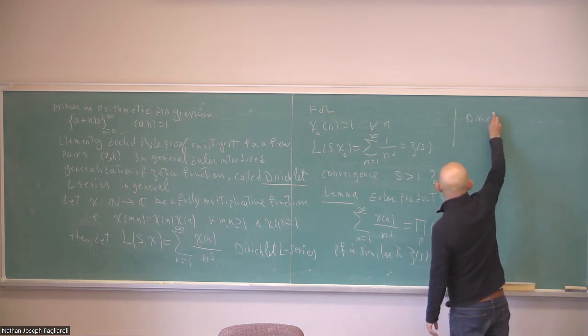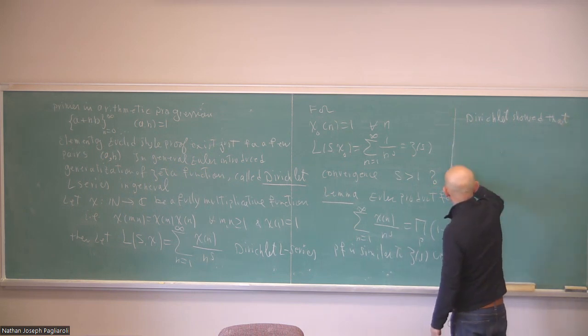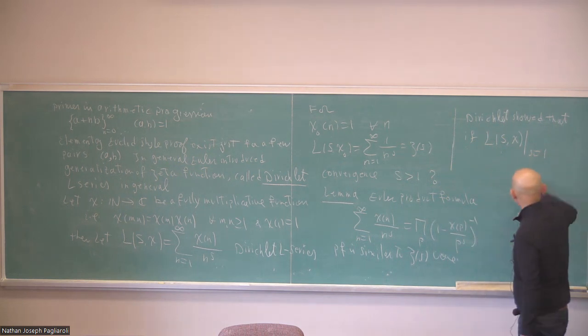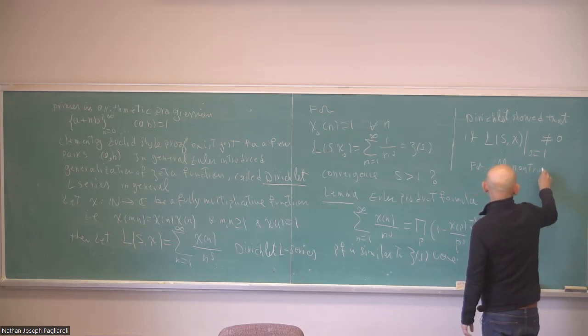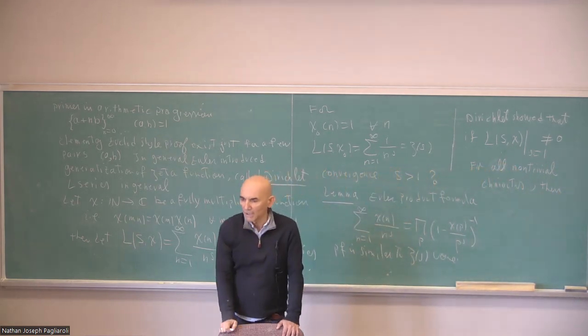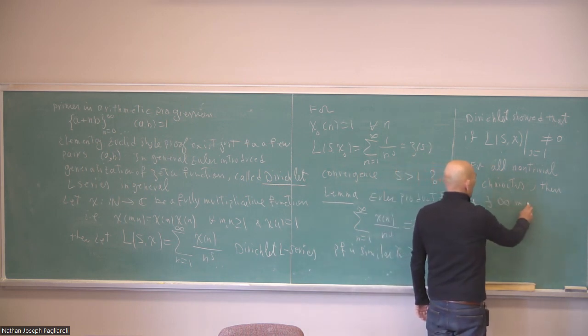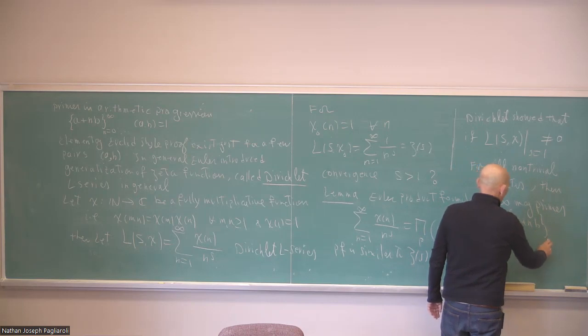So Dirichlet showed that, and we'll see why that's the case, that if L(s, chi) at s equal to 1 is different from 0 for all non-trivial characters, then it follows that there exist infinitely many primes in arithmetic progression, and so the theorem is proved. Then there exist infinitely many primes in the set a plus bn, n from 0 to infinity.